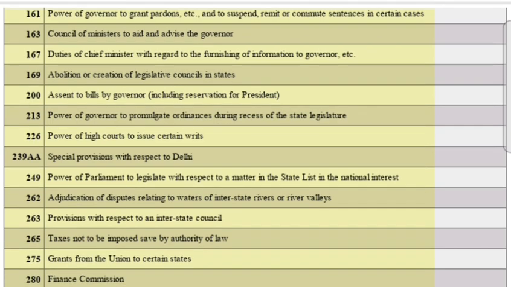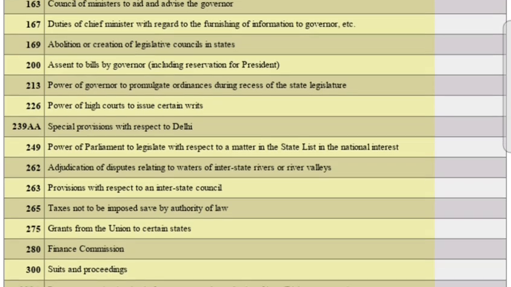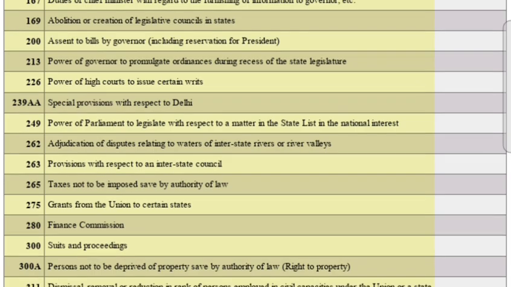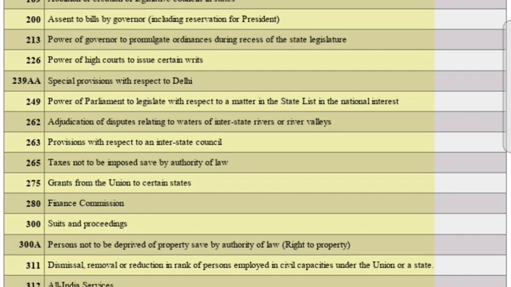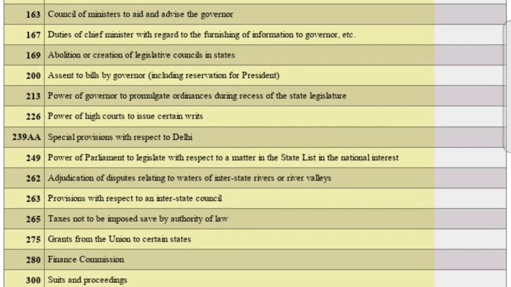161, Power of Governor to grant pardons, etc., and to suspend, remit or commute sentences in certain cases. 163, Council of Ministers to aid and advise the Governor. 167, Duties of Chief Minister with regard to the furnishing of information to Governor, etc.